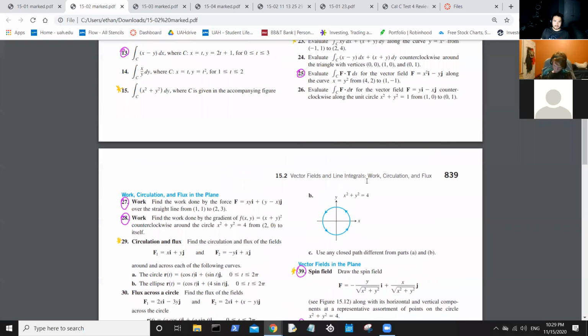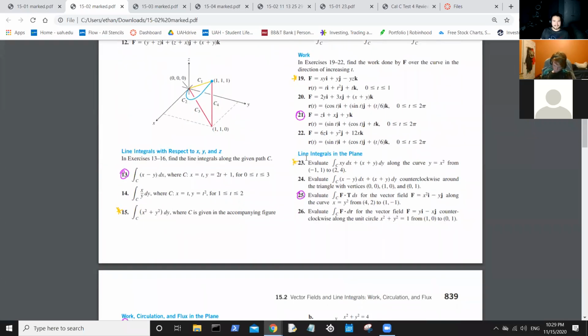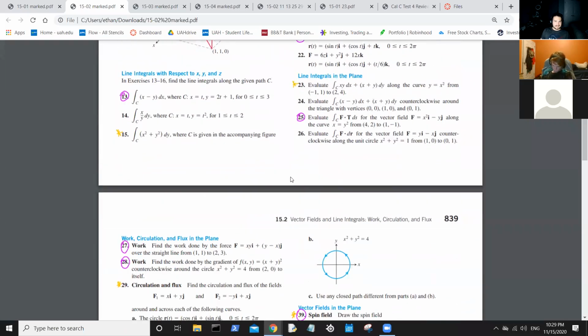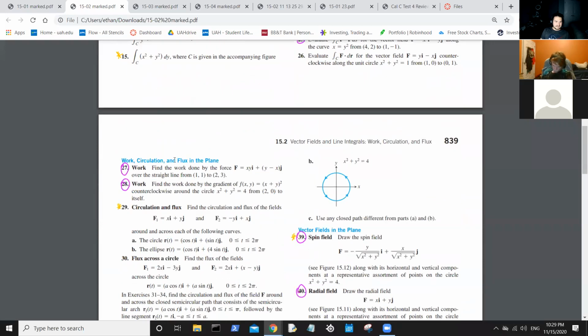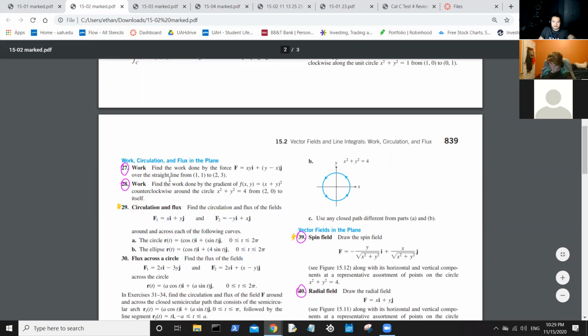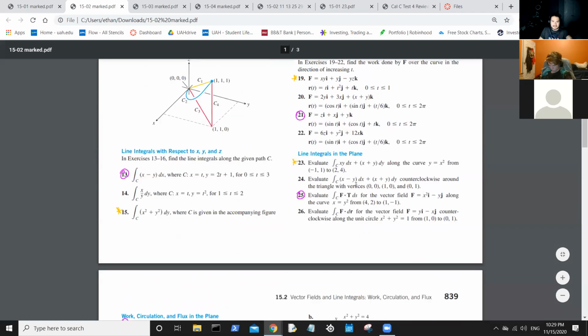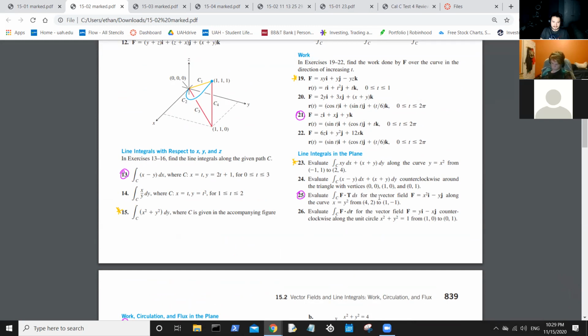I don't want to look at these. He circled the work ones, but skipped the flux ones. Like, did we even go over flux before 15.4? So when it comes to work, we know how to do a work problem, but I think the difference here is that it's in a plane. So we'll just do this one. We'll do line integrals in a plane and then move to O3. We only have so much time.